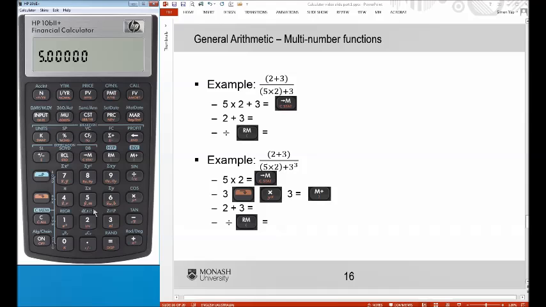And we need to divide this number 5 by the number that we previously stored in the memory. So we press the division button and RM to recall the number. Once we press RM, it brings up the figure, which is 13. Then press equal to get the final answer. The final answer for the first example is 0.38462.